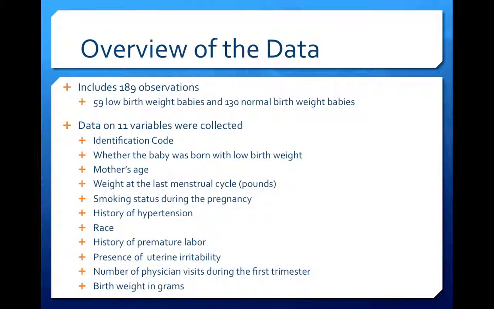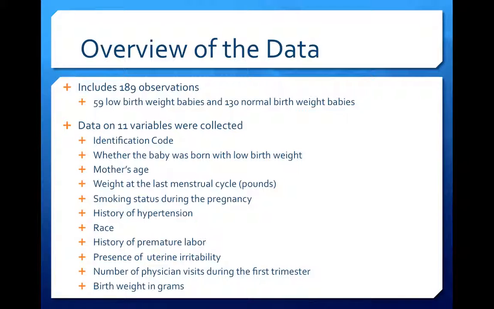So the data set that I looked at evaluated different factors that could potentially influence the presence of low birth weight in babies, which is defined as any birth weight less than 2,500 grams. So the data itself included 189 observations, 59 of which relate to low birth weight babies and their mothers, and 130 of which relate to normal birth weight babies and their mothers.